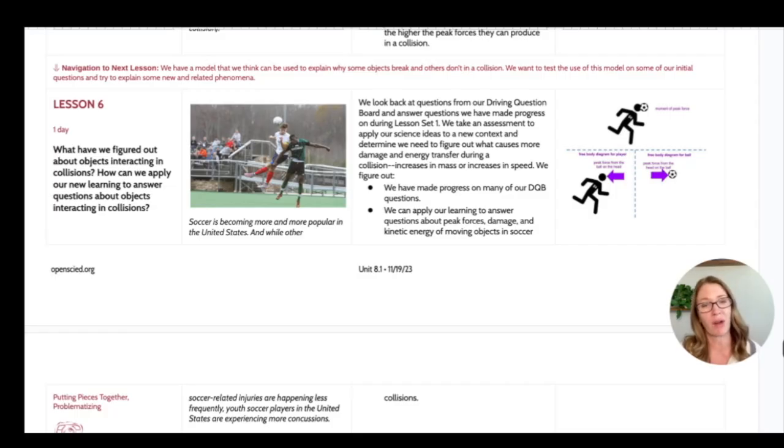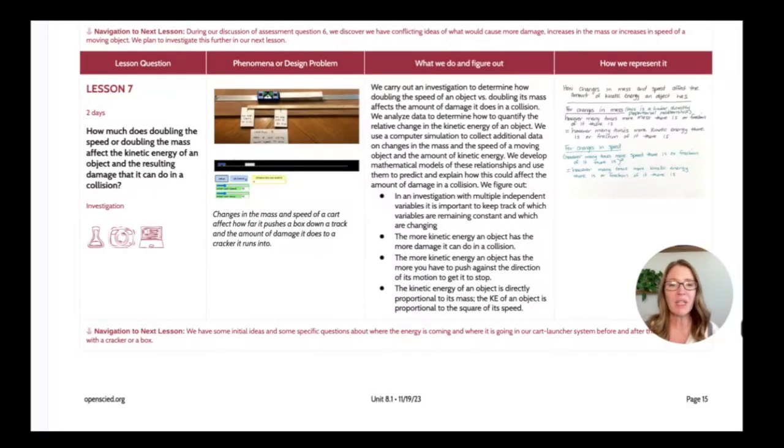We also revisit our driving question board and realize we've answered some of our categories of questions about what happens when things collide, but we still have more questions, and that's going to navigate us to the second lesson set. Moving into the second lesson set, we are going to be answering the overarching question: how are changes in energy related to the force interactions?